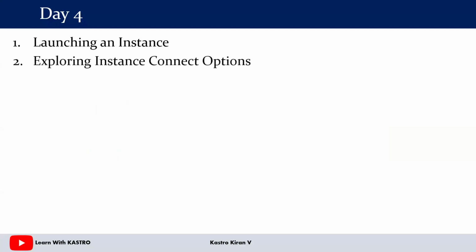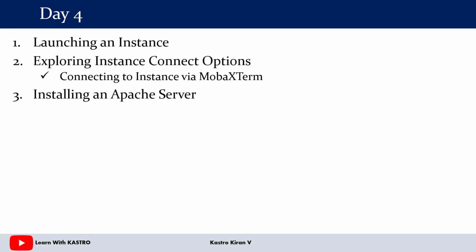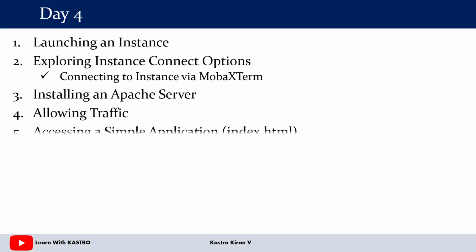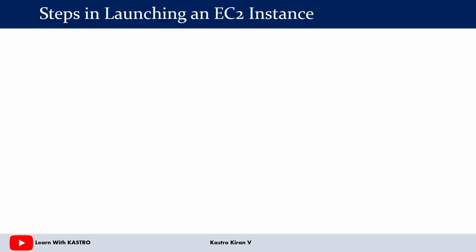I'll also be showing how to connect to the EC2 instance by using an option known as MobaXterm software. Once we connect to the EC2 instance, we'll be installing a simple Apache server by using a set of commands, and then we'll be creating an HTML page, and we will be allowing the traffic in order to access that HTML page. These are the things that we are going to see in this particular session.